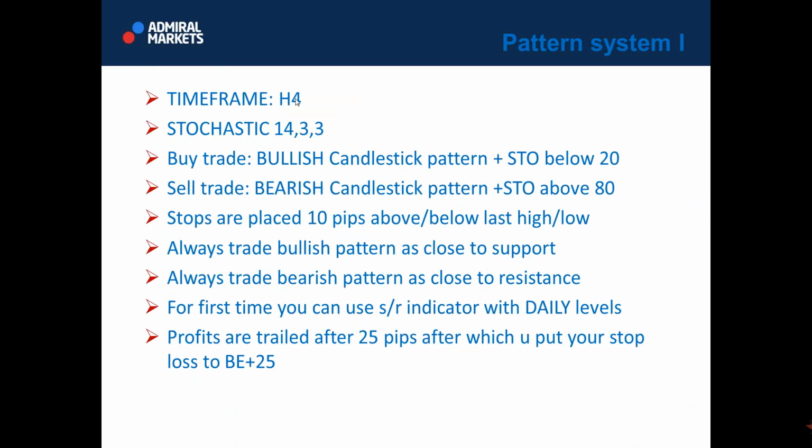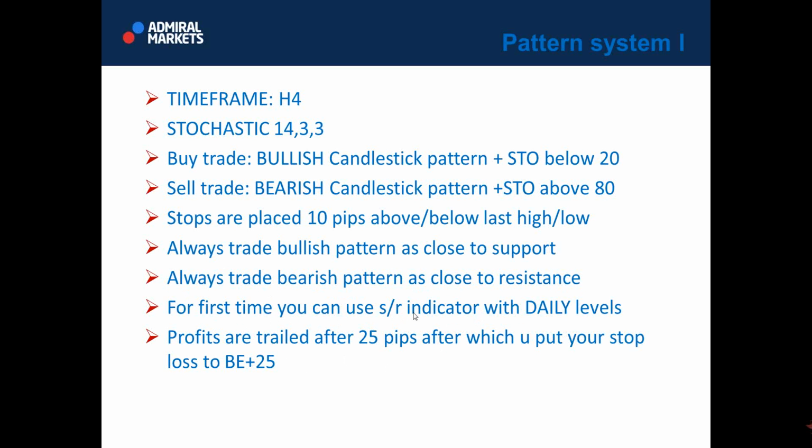So, time frame is 4 hours. Stochastic is 4 in 3-3. Buy trade, sell trade. Stops are placed 10 pips above or below the last high. Always trade a bearish pattern as close to resistance, and always trade a bullish pattern as close to support. This is the general rule for pattern trading. General rule: trading as close to support and as close to resistance as we can. Okay?